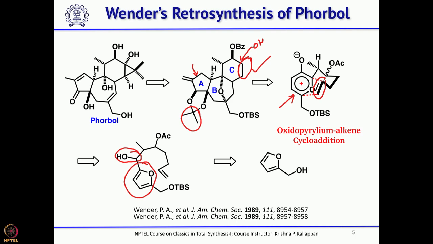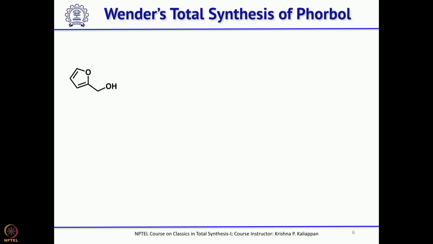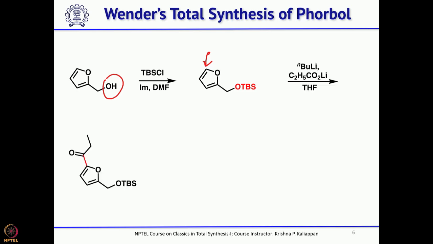So let us see how he completed the total synthesis of Phorbol starting from furfuryl alcohol. First he took furfuryl alcohol and protected the primary alcohol as a TBS ether. Now he lithiated at the other side and quenched with lithium propionate to introduce the propionyl group.